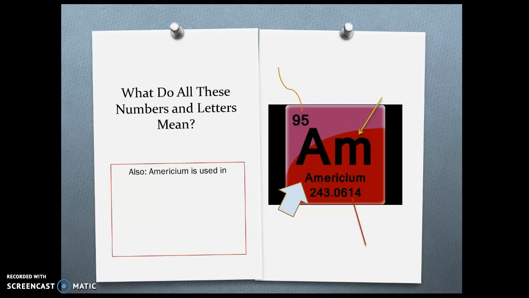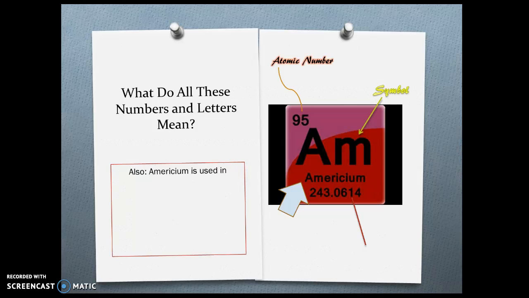Now, what do all these numbers and letters mean in the element square? First, we have the atomic number. This is a chronological number that the farther you go in the periodic table, the higher the number is, 1 through about 117 or so. Next, we have the symbol. The symbol is normally an abbreviation of the name of the element that it's referring to, but not always.